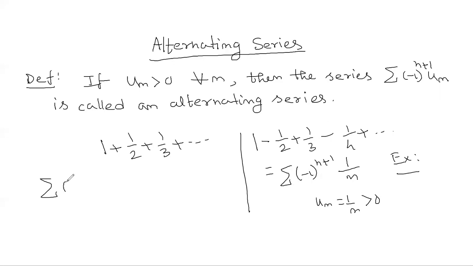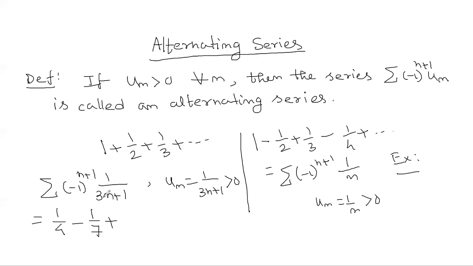Similarly, suppose we have (-1)^(n+1) by 3n plus 1, say. This is also an alternating series because here un is equal to 1/(3n+1), which is always strictly greater than 0. And how does it look if I put n equal to 1 over here? Then it is 1/4, minus 1/7, after that 1/10, minus 1/13, and so on. So this is an example of alternating series.